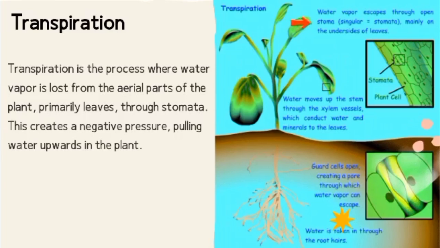Last, water vapor escapes through open stomata, mainly on the undersides of leaves. This loss of water vapor into the atmosphere drives the upward flow of water in the plant. It also cools the plant and enables the exchange of gases necessary for photosynthesis.